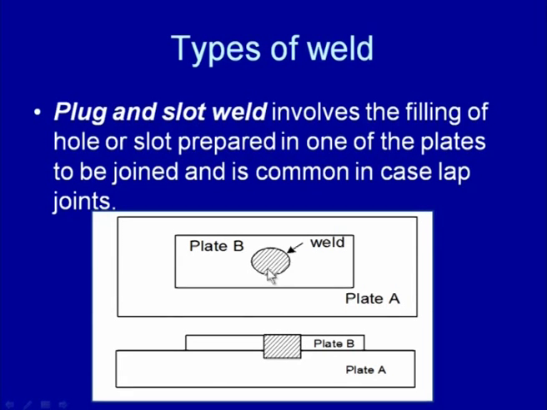So, this is the case when the plug weld is being made. First the hole or slot is made in the top plate, then it is kept over the other plate, and then weld metal is deposited from the top side by melting the edges of the top plate and the top surface of the bottom plate. So, this is how weld metal is deposited for developing the plug or the slot weld.